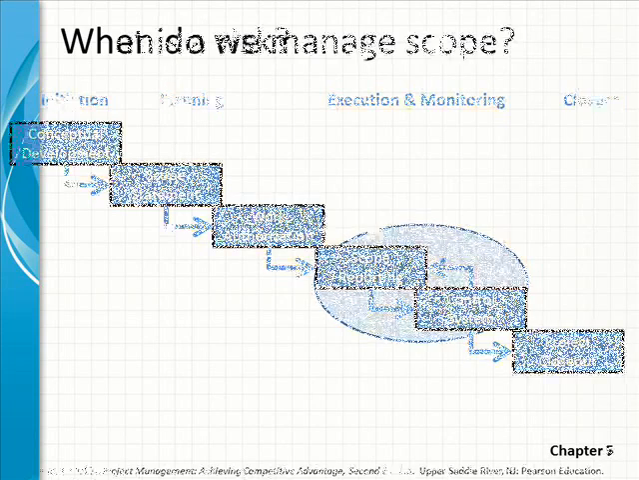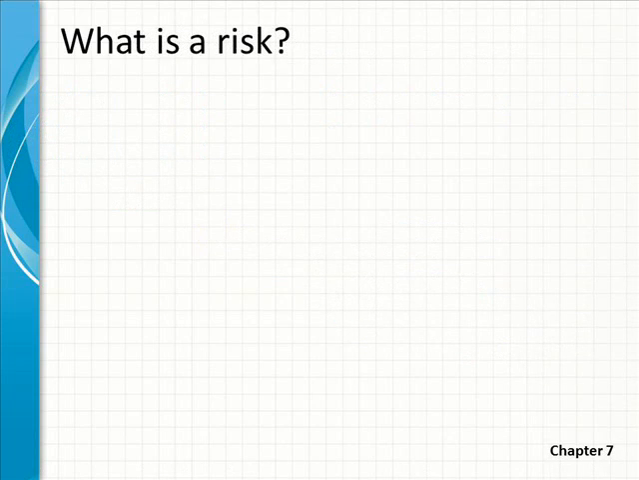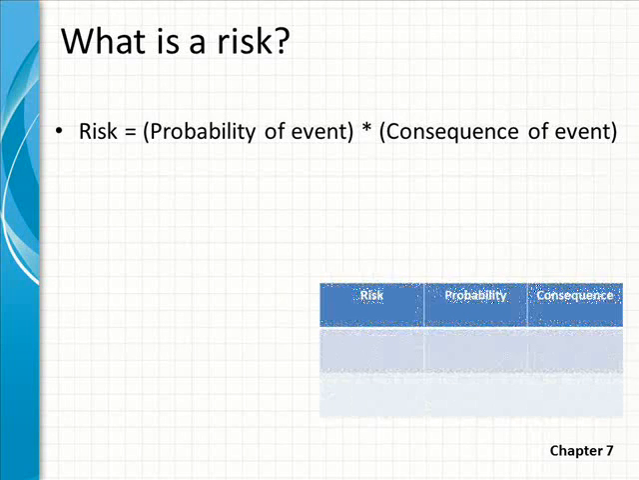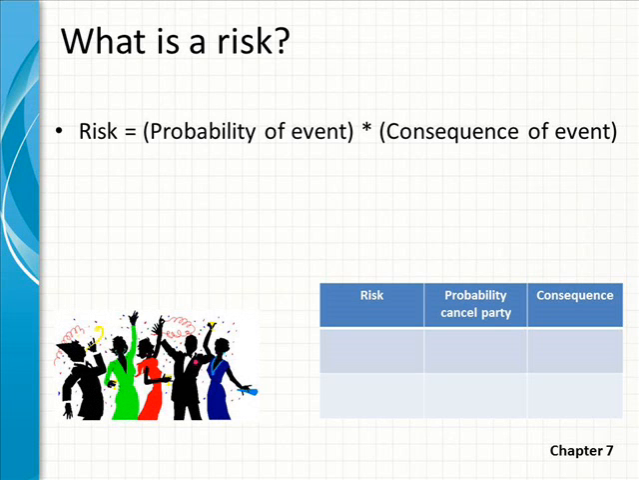No surprise there. Let's move on to Chapter 7 and review what exactly is a risk. Our textbook defines a risk as the probability of an event occurring times the consequence of that event if it were to occur. And oftentimes you'll see this entire formula laid out as a table. So let's take a real-life example and run through some different risks that may occur. Let's say our project is a party, a block party for the neighborhood. So it's not something that we're going to hold indoors, but something that'll be outside.